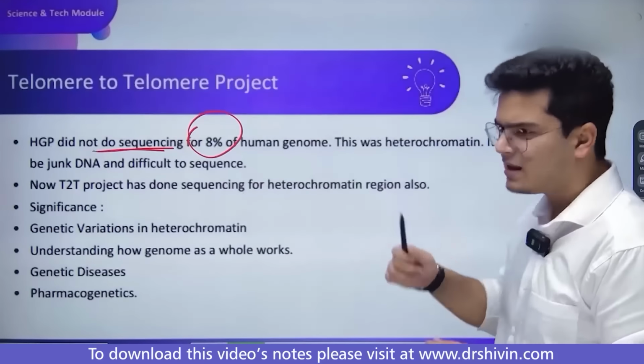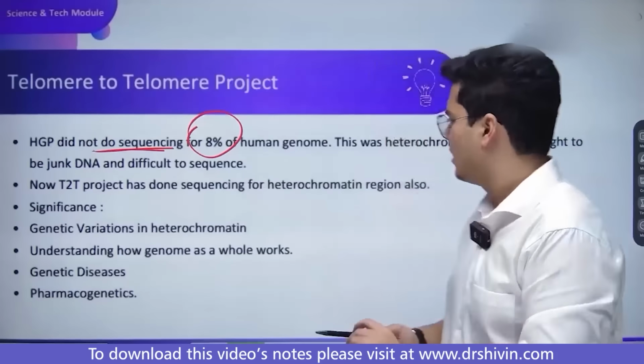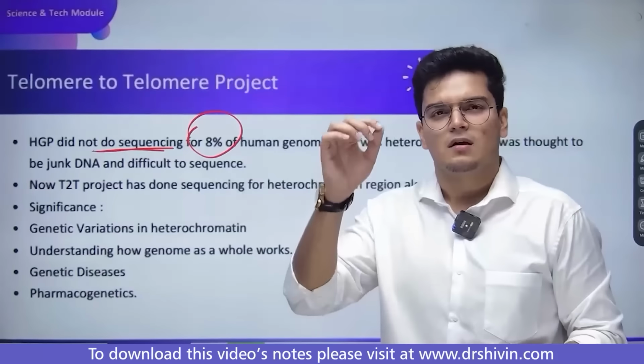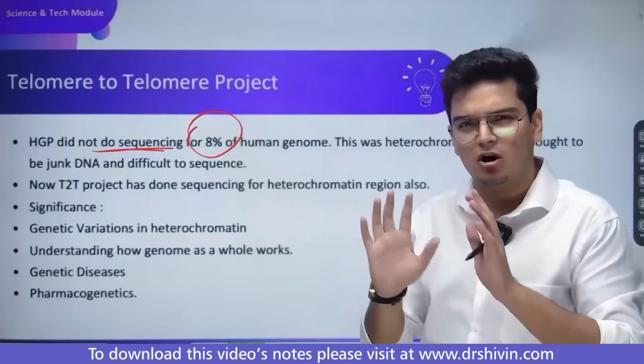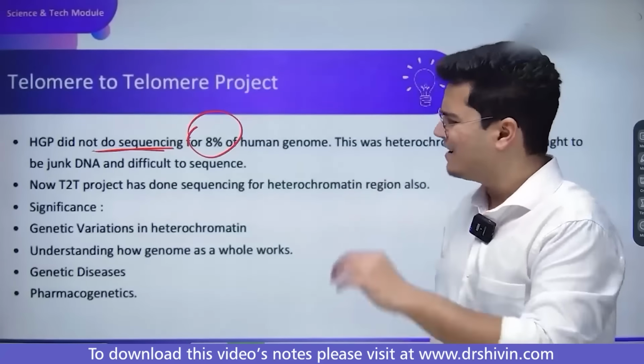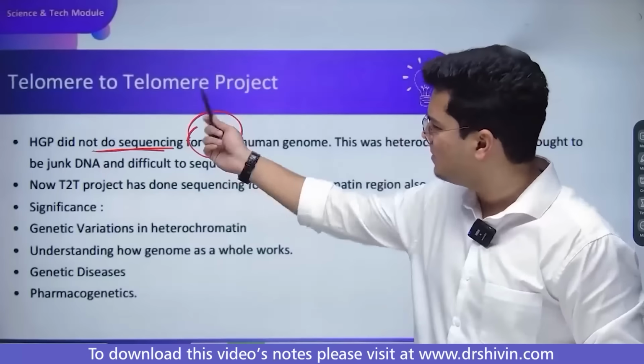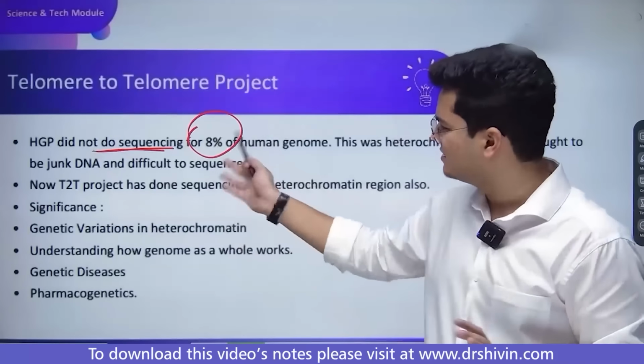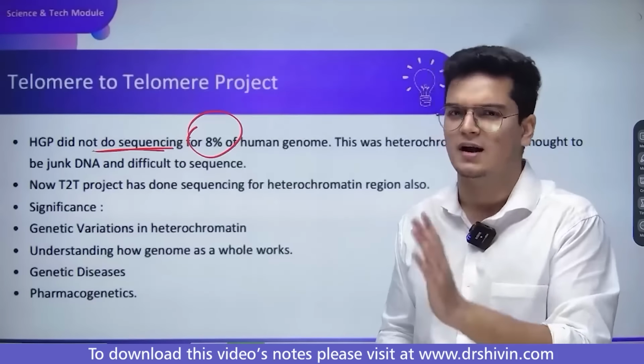It was found कि यार ये ना heterochromatin है. I'll tell you what that means in a minute. It was found that this 8% does not code for that many proteins, or maybe does not code for any protein, and it is very difficult to sequence. So the HGP team said कि छोड़ दो, let's leave this 8%, let's focus on the important 92%.